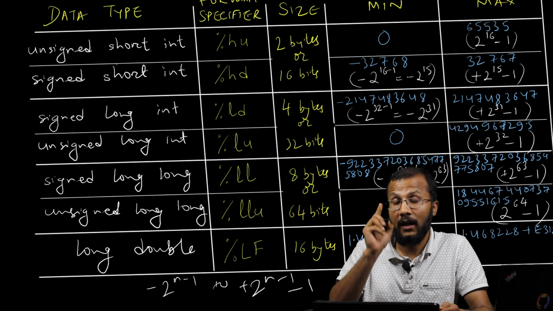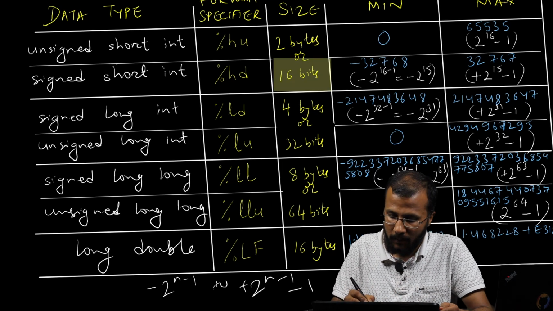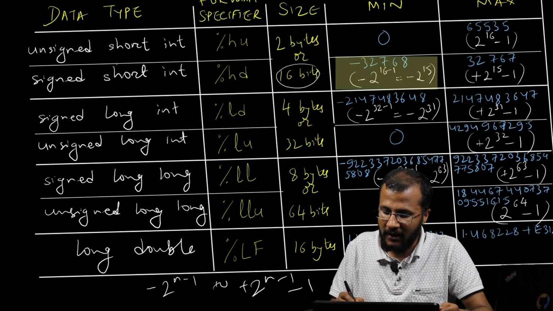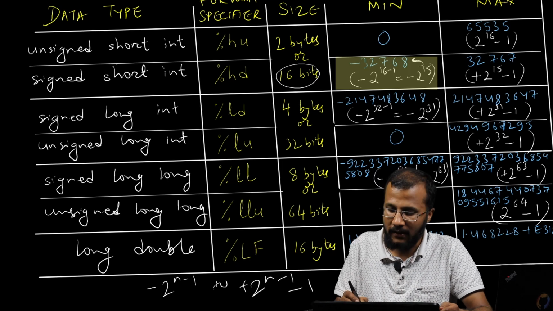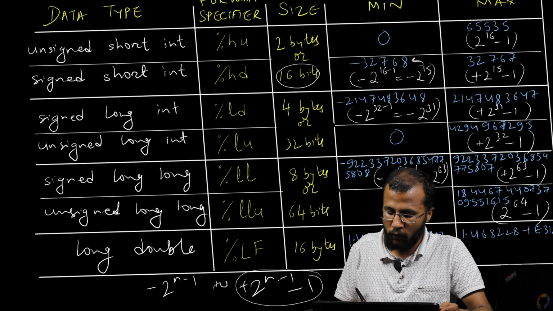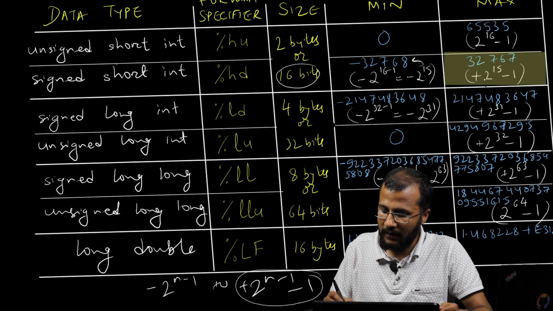where n is the number of bits. Here the number of bits is given. If it is 16 bits, the minimum value is minus 2 to the power 16 minus 1, that is minus 2 to the power 15, which you can use your calculator to find, and the value would be minus 32,768. Similarly, to find the upper range, you use plus 2 to the power n minus 1, minus 1. Here it is 2 to the power 15 minus 1, and this would be the value.